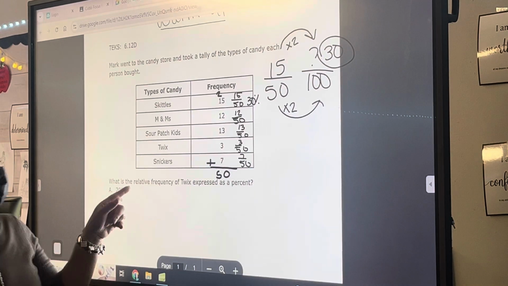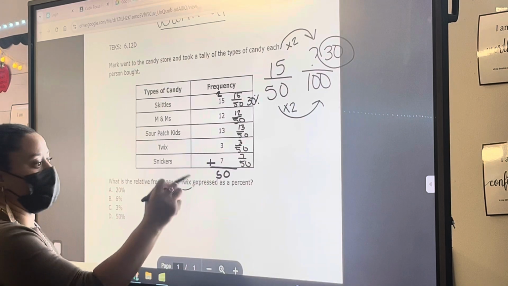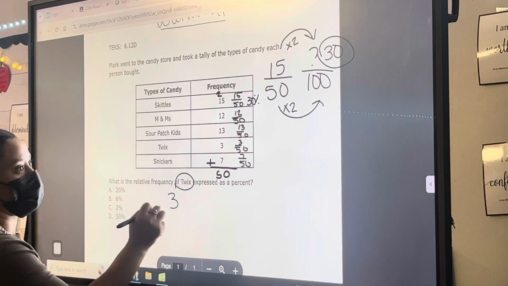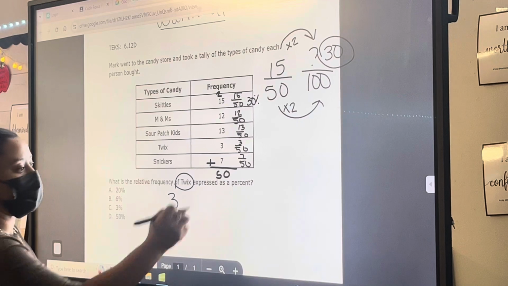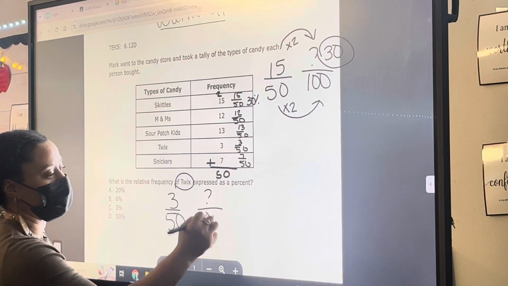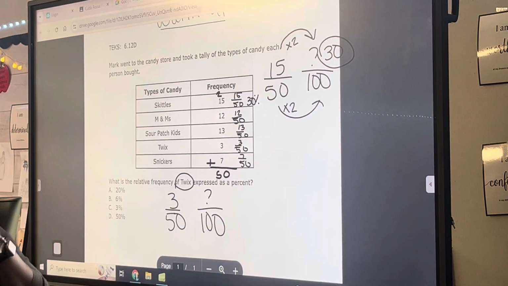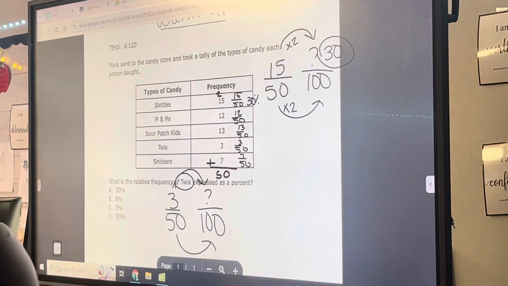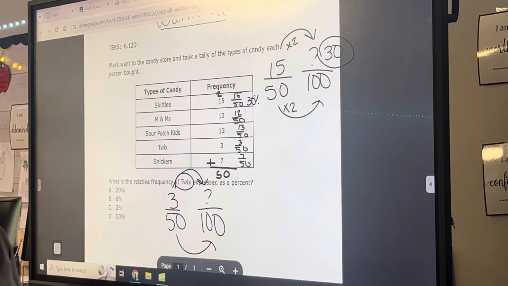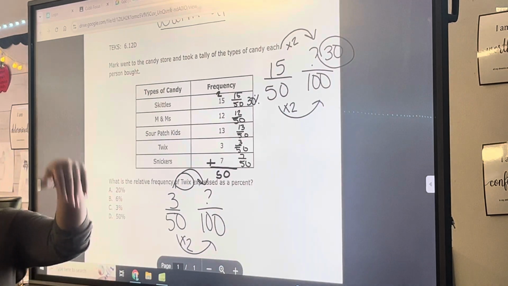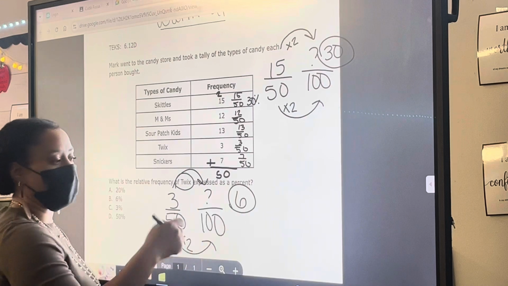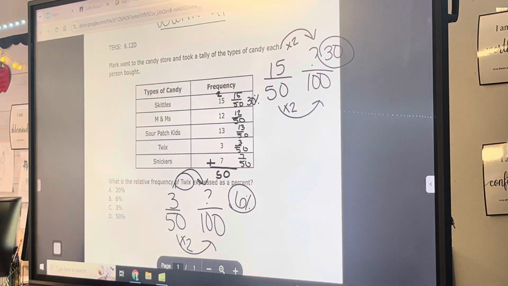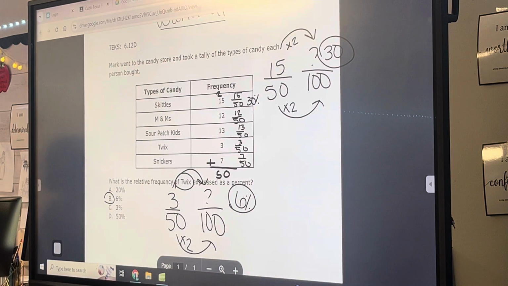But the question's asking for what is the relative frequency of which one? Twix. So I just need to do 3 over 50. I'm looking for my percent. Percent is always over what? 100. I need to figure out how to get there. 50 times what number equals 100? So what is 3 times 2? Anything over 100 is a percent. So the answer is 6%. It's much easier with scale factor.